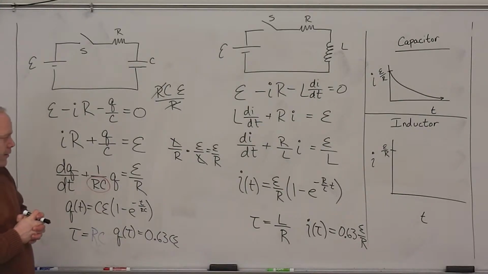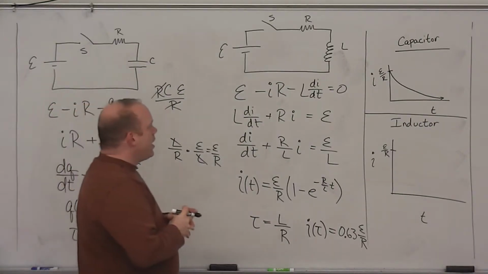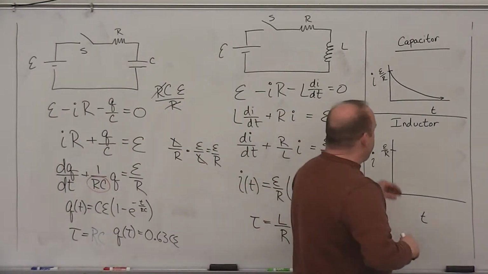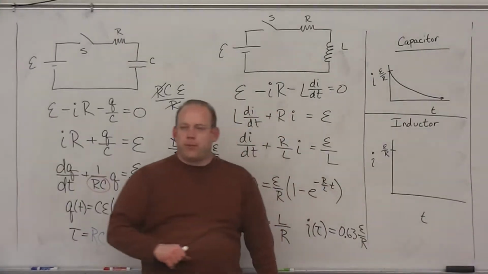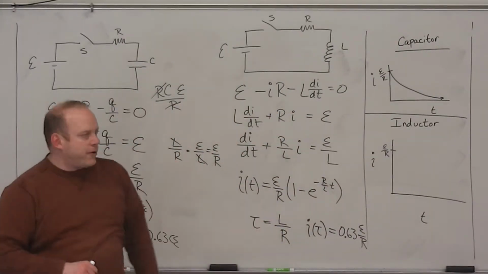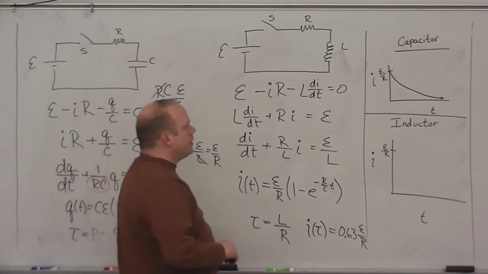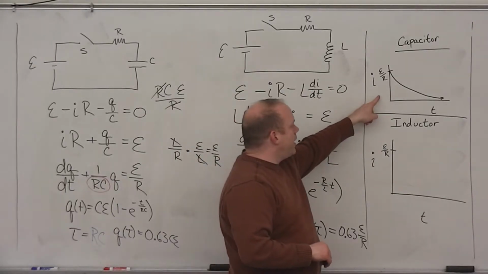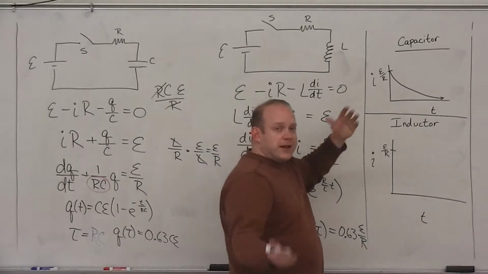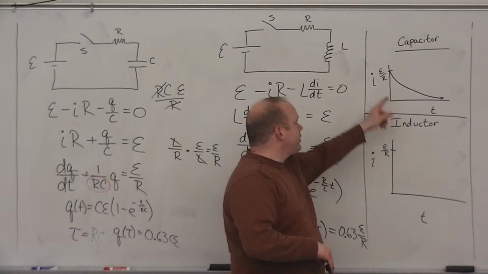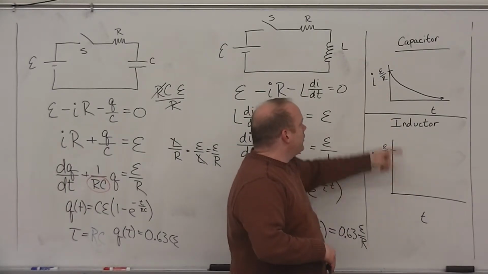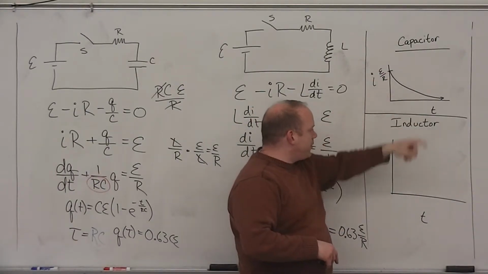Now, the other thing to notice too, with a capacitor, the charge on the capacitor was important, but it only was important so far as it helped us figure out the current, because we could take the derivative of the charge and find the current. So you started off at E over R and you dropped off.